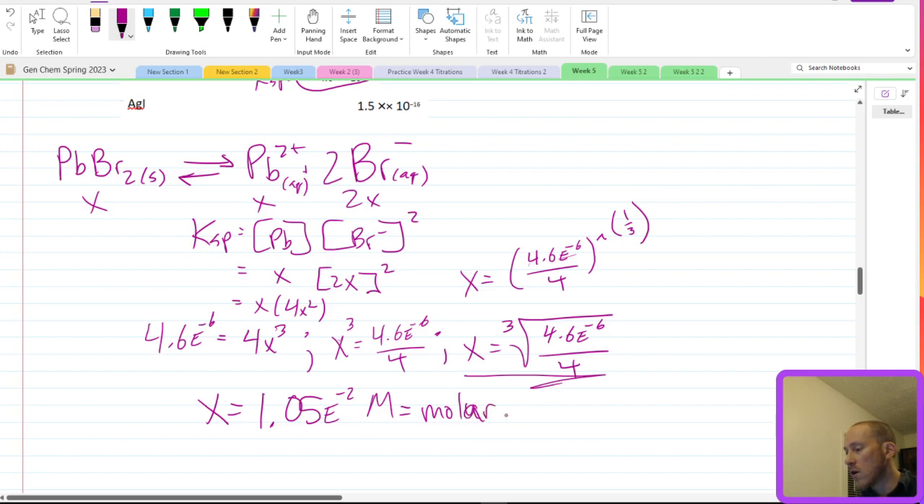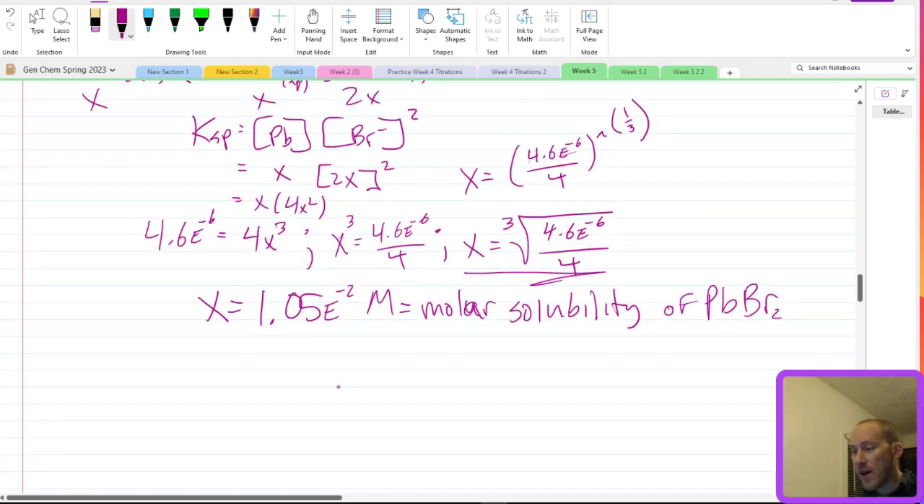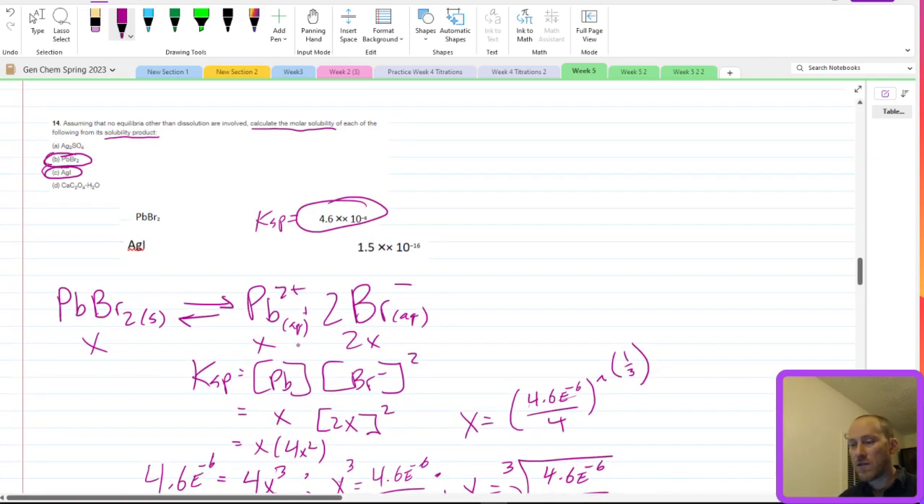The molar solubility of that compound, lead bromide. Now, that means that for every liter of water you have, basically 1 times 10 to the minus 2 moles of lead(II) bromide will dissolve into it.